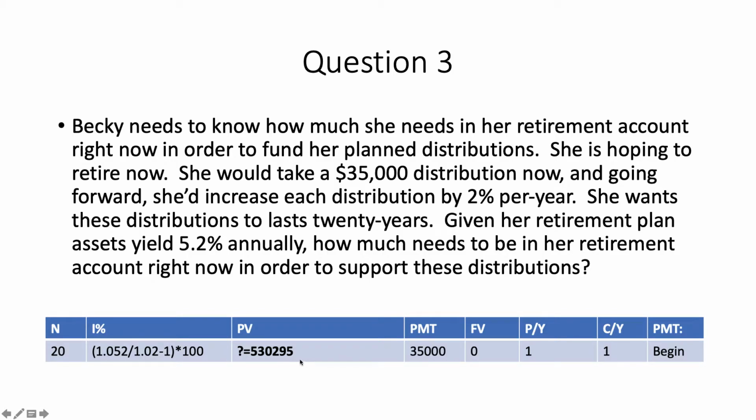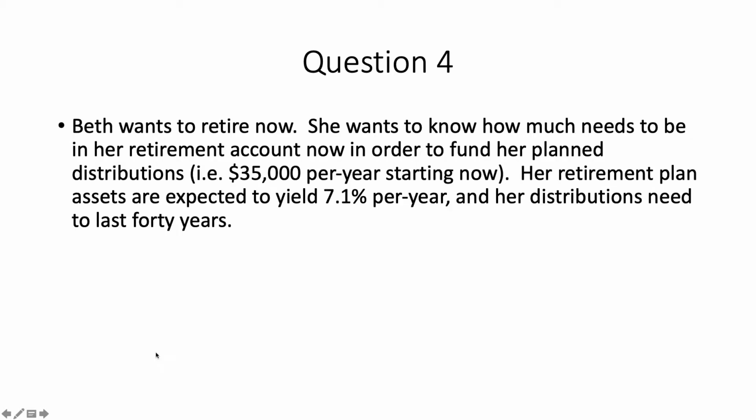And so she'd need about $530,295 in her account right now to make that happen. When you see where i is calculated here, 1.052 divided by 1.02 minus 1, what that is, you're accommodating these increasing payments. The first payment's $35,000, but the next one is 2% higher, and it's 2% higher than that the following year, and so on.